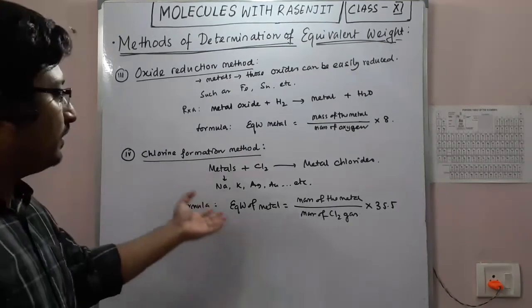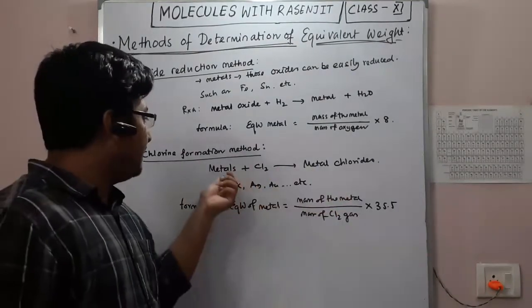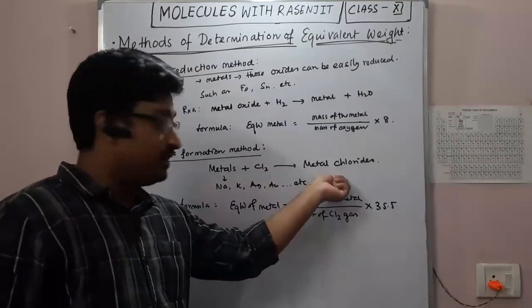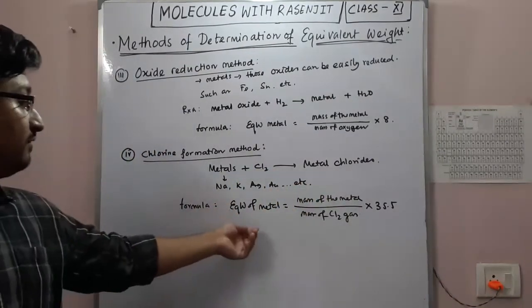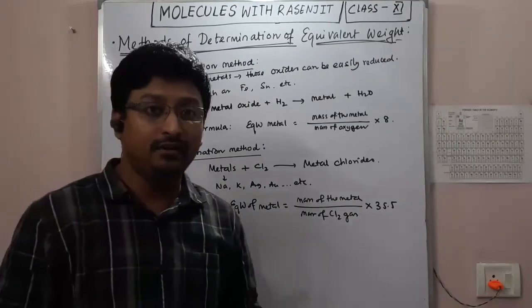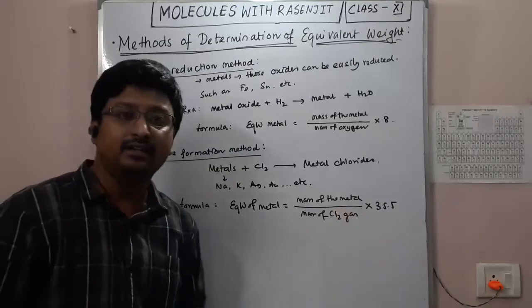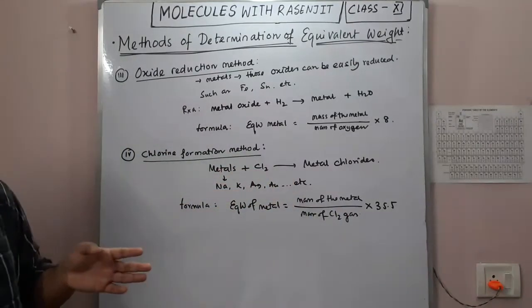Let's say I give you one reaction where the metal reacts with chlorine to make the metal chloride. If I ask you to calculate the equivalent weight of the metal, it is the mass of the metal divided by the mass of the chlorine gas, multiplied by 35.5. It's very straightforward and very easy.